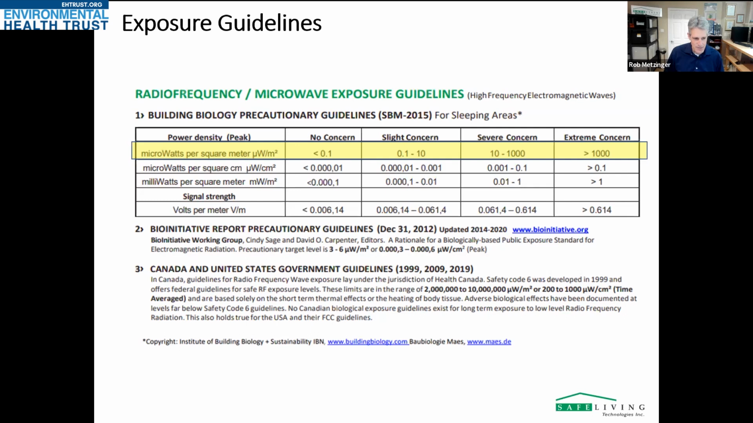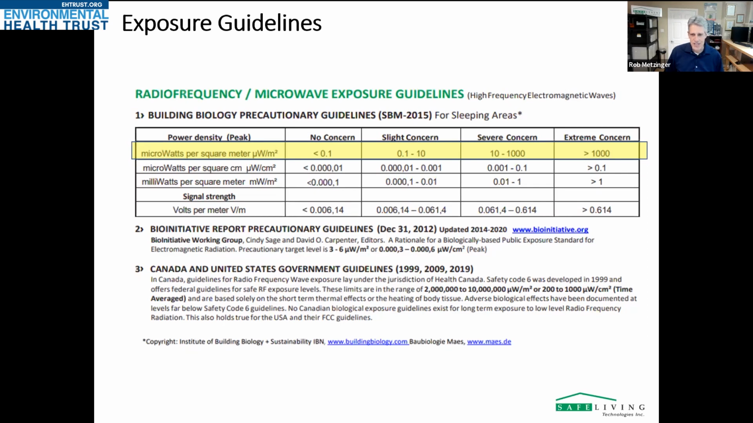If you look at point number 3 there, the United States and Canadian government guidelines are anywhere from 2 million to 10 million microwatts per square meter. And that's the unit of measurement I'm going to go with for this presentation, microwatts per square meter. I'll explain that a little more in one of the future slides. But building biology guidelines ask us to get to 0.1 microwatts per square meter, which is really difficult to do if you've ever done any of this measurement. So that would be the ideal or no concern level.